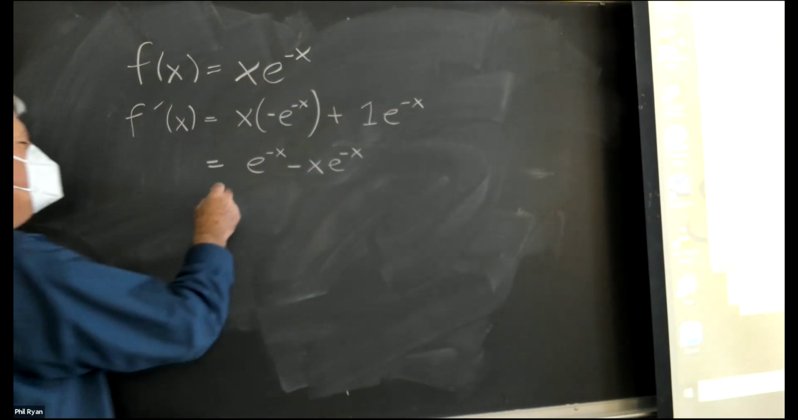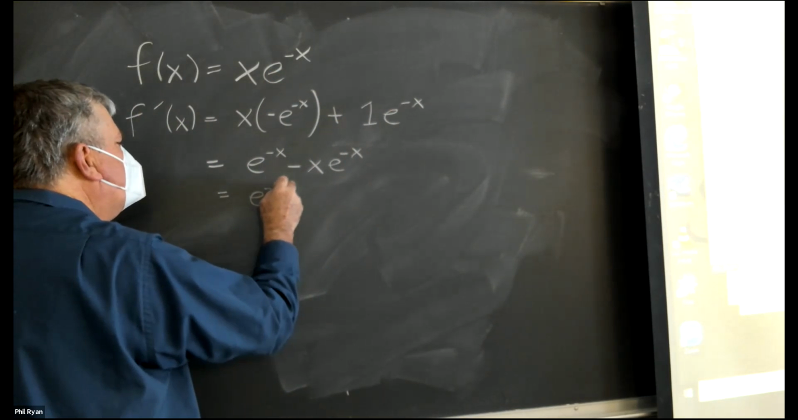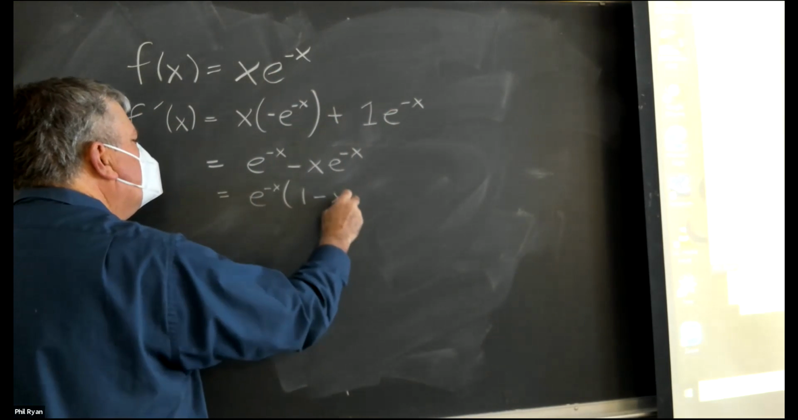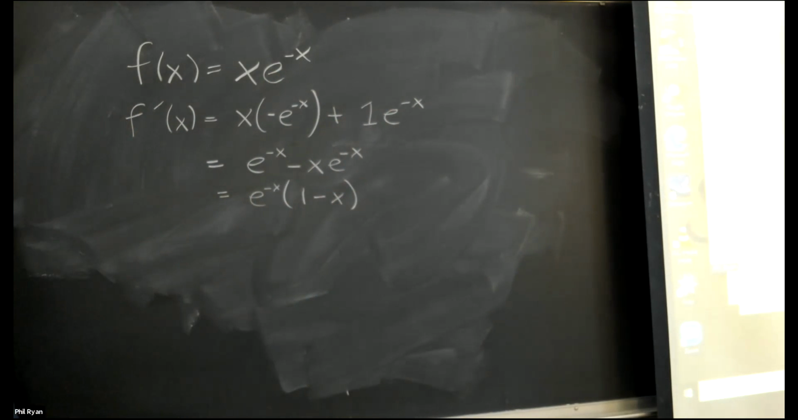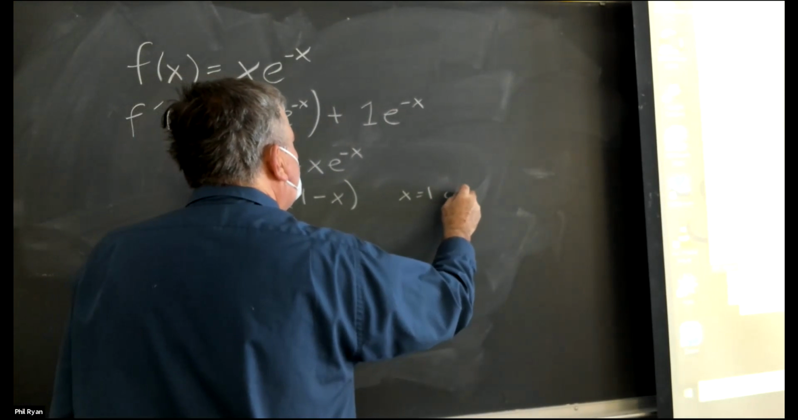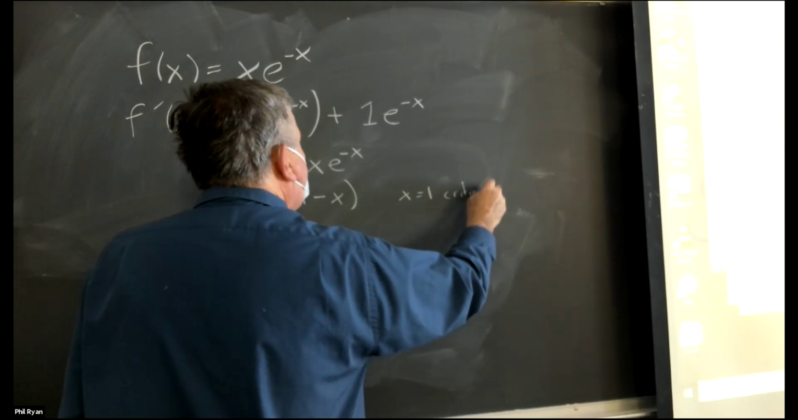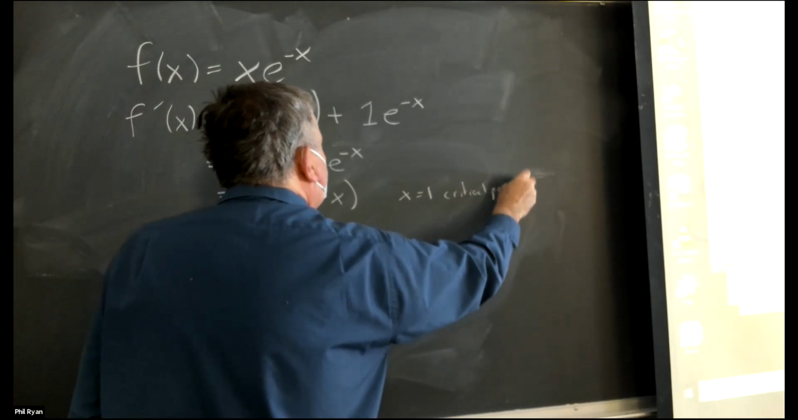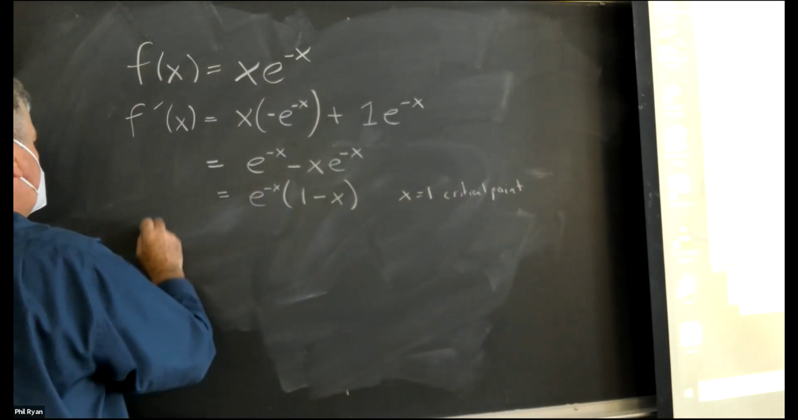Okay, define critical points. Let's factor it out. And after we factor it out, hopefully you can see straight away what the critical point is. X equals 1, right? Let's do the second derivative then.